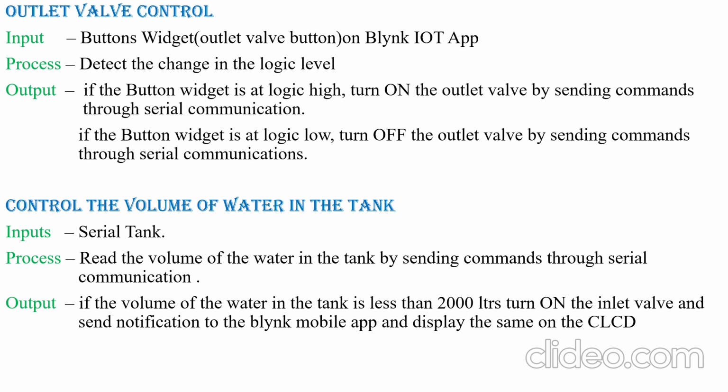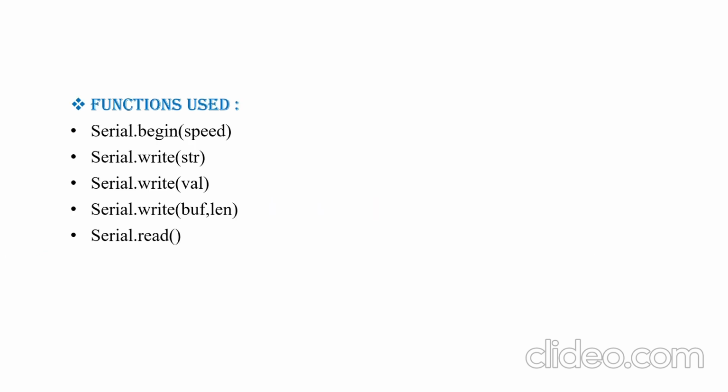Then control the volume of water in the tank. Input: serial tank. Process: read the volume of the water in the tank by sending commands through serial communication. Then the output: if the volume of the water in the tank is less than 2000 liters, turn on the inlet valve, send a notification to the Blynk mobile app and display the same on the CLCD. Then the functions used: Serial.begin for speed, then Serial.print str, then Serial.print value, Serial.write buffer length, then Serial.read.